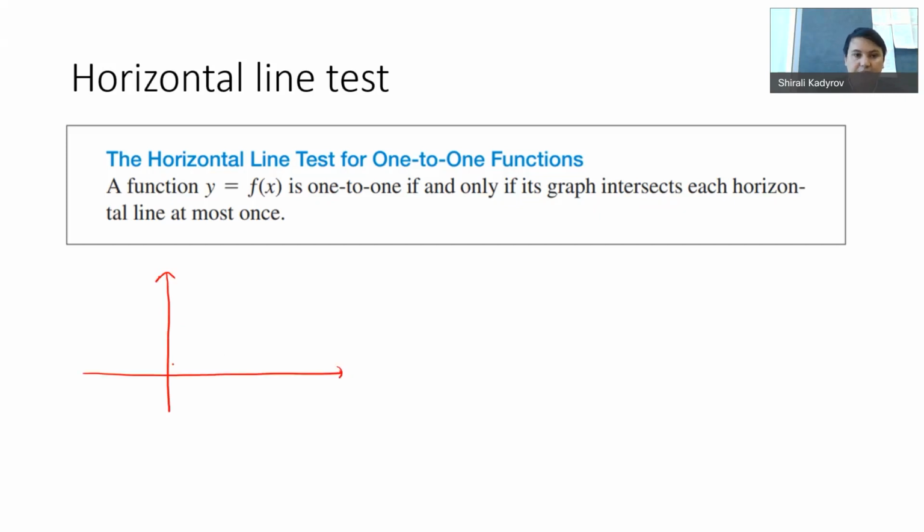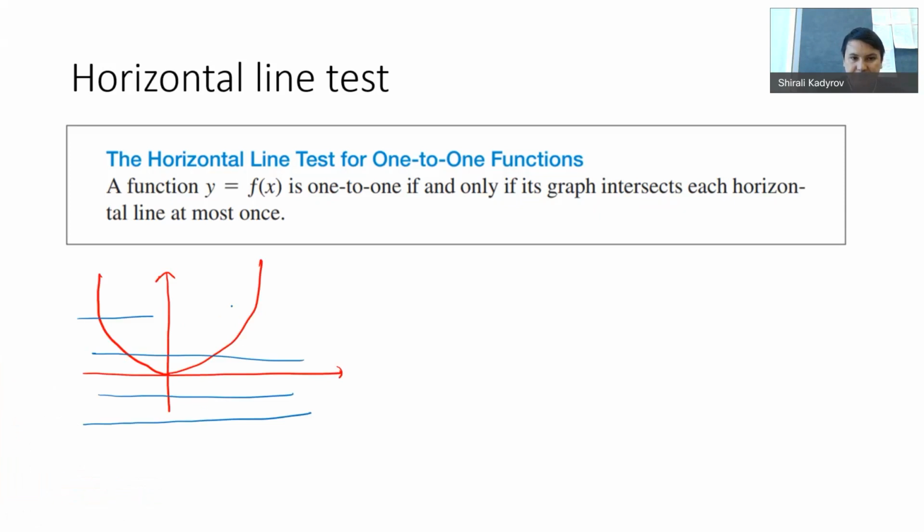You remember our parabola? Here's our parabola. And let's apply this horizontal line test, which means you sketch horizontal lines. So what happens here? For this particular horizontal line, there is no intersection. So this is fine, right? Because I need to have at most once. However, once I go on x-axis, it's also fine. Once I look at this particular one right here, it intersects twice. So this contradicts 1-to-1. So it means this is not 1-to-1.